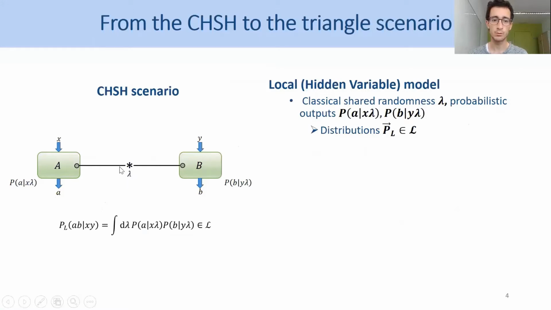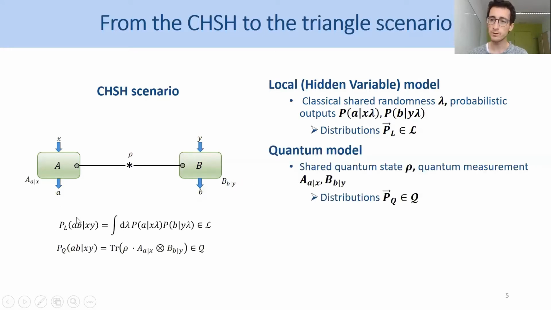Here we assume that the source is a classical local source of randomness and that the output A is just a probabilistic function of X and lambda. And then, given this source of randomness and those two functions, one can compute the probability of saying A, B, knowing X, Y. So this is what I will call a classical explanation for the correlation.